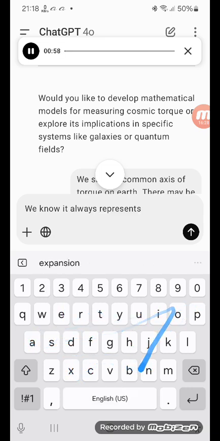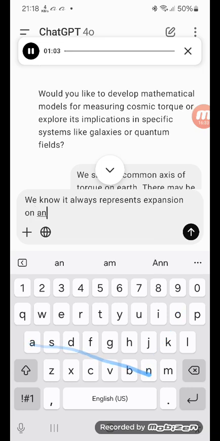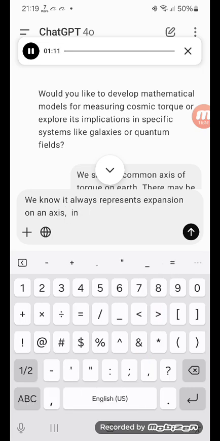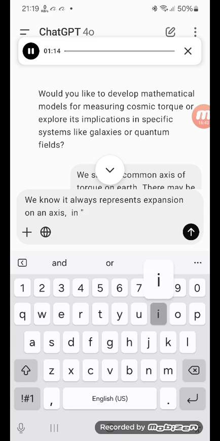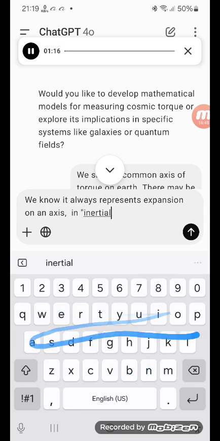Cosmic torque defined. Cosmic torque is the rotational energy of harmonic systems, measurable as the interaction between real linear forces and imaginary rotational forces, the balance between curvature and linearity, anchored by I as the reflective force.